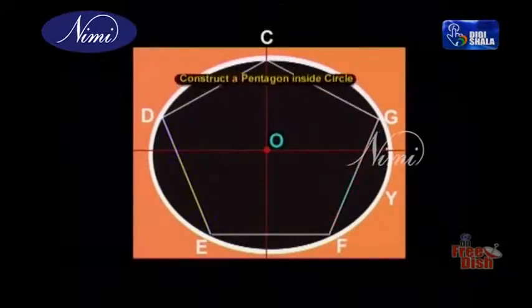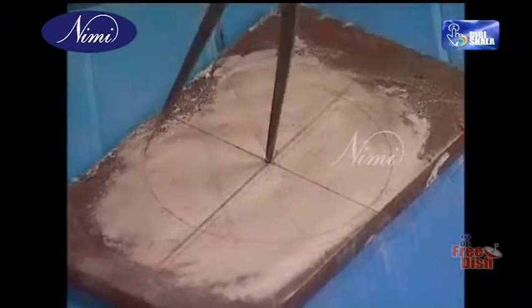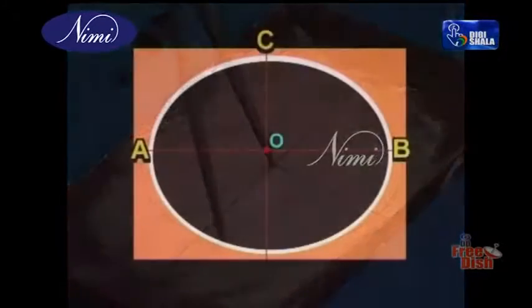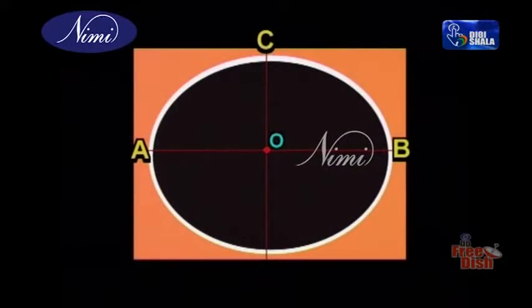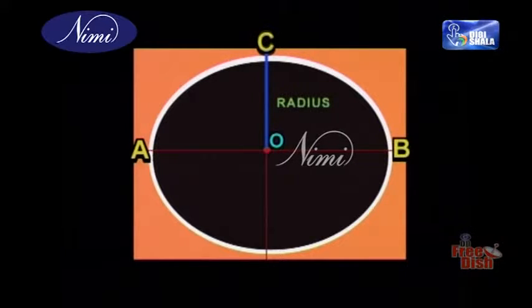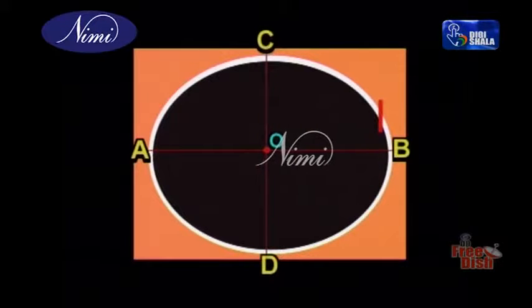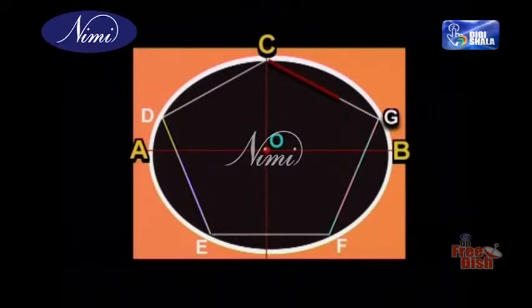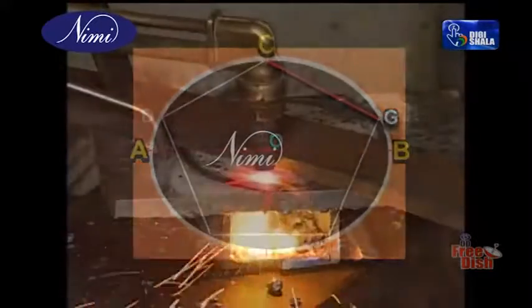Construct a pentagon inside a circle. Draw a circle with O as center by using a wing compass. Name the horizontal center line AB, that is, the diameter of the circle. From C as center, CO as radius, draw an arc cutting the circle and name it G. Join points C and G. Now the line CG is one of the sides of the pentagon.